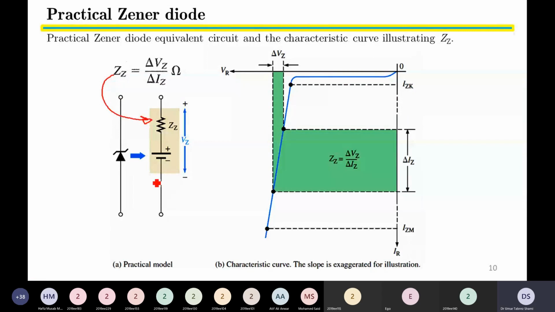practical model over here. So in our practical model of the Zener diode, not only does it include the voltage drop of VZ, it also has the dynamic resistance. And the practical nature of the dynamic resistance is that it indicates the slope, this negative slope of the Zener diode being used.